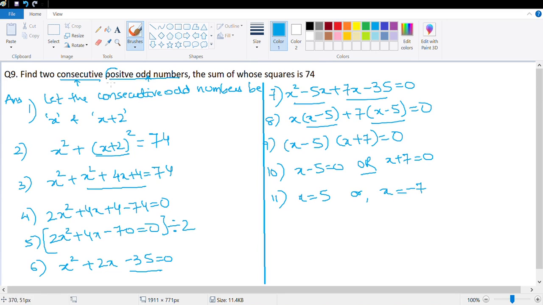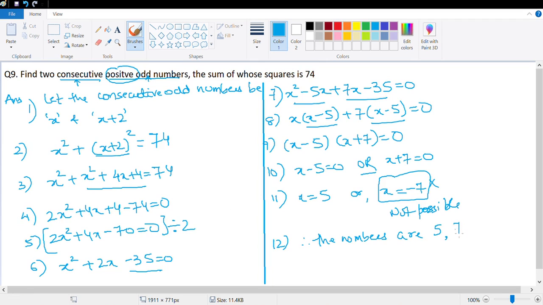Now since these are positive, negative 7 is not possible, therefore the numbers are 5 and the next one is x plus 2, which is 5 plus 2, 7. So the two numbers are 5 and 7. Done. That was also a fairly simple one. Let's look at the next question.